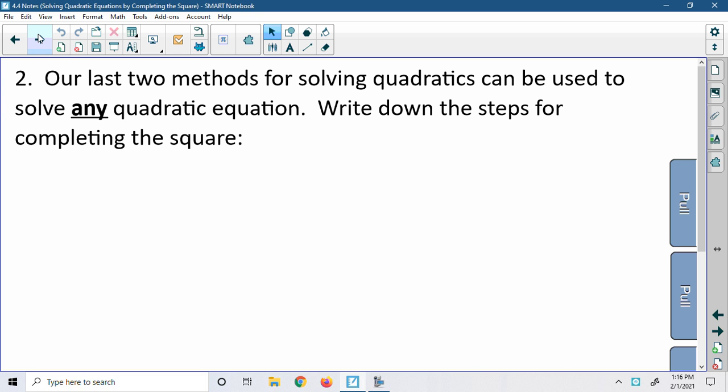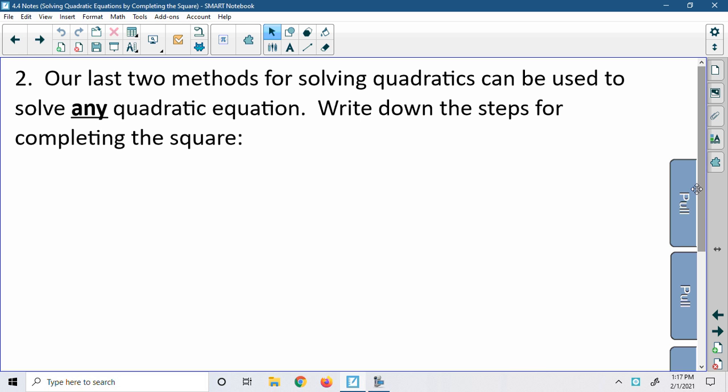So, number two now. Our last two methods for solving these quadratics can be used to solve any quadratic equation. Probably one of the weaknesses you wrote just barely on the starter for factoring was that you can only use it if the quadratic equation can be factored, and some can't. So these last couple of methods that we'll be learning over the next couple of days can be used to solve any quadratic equation.